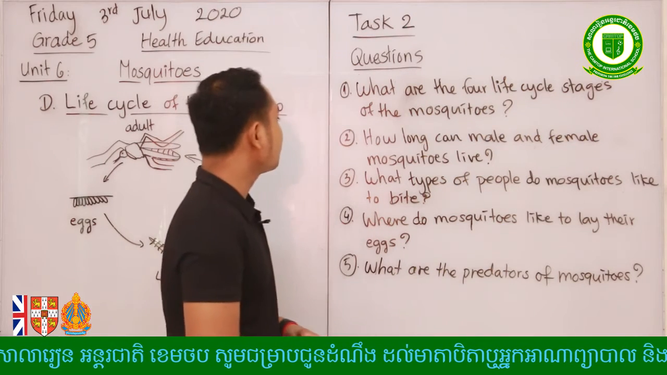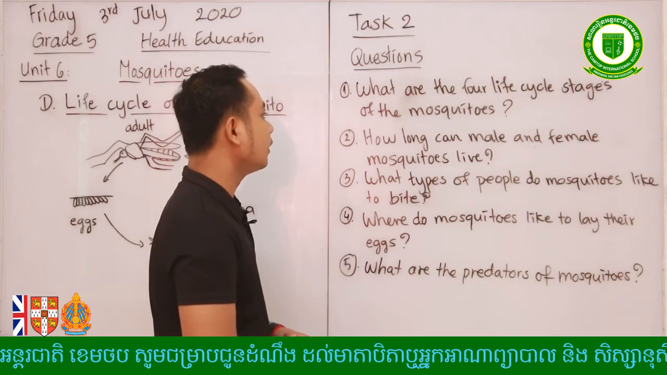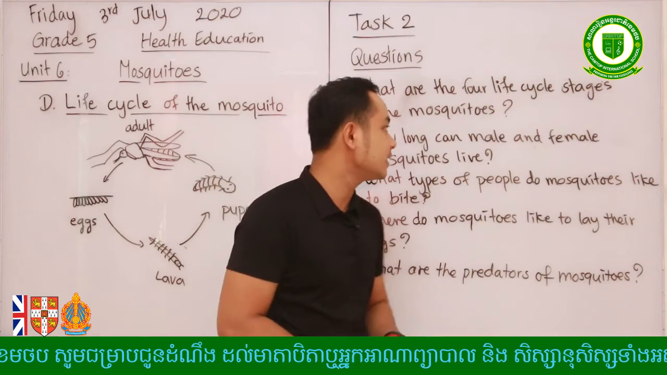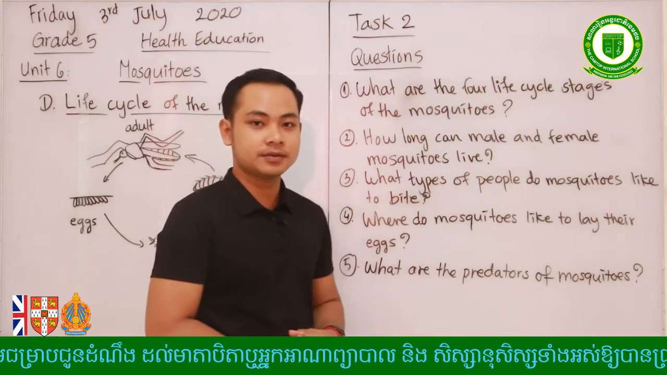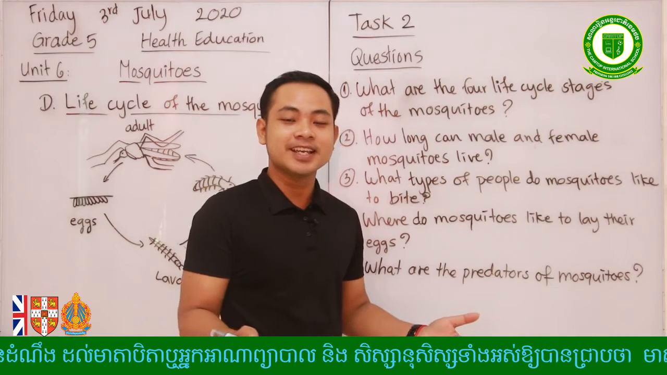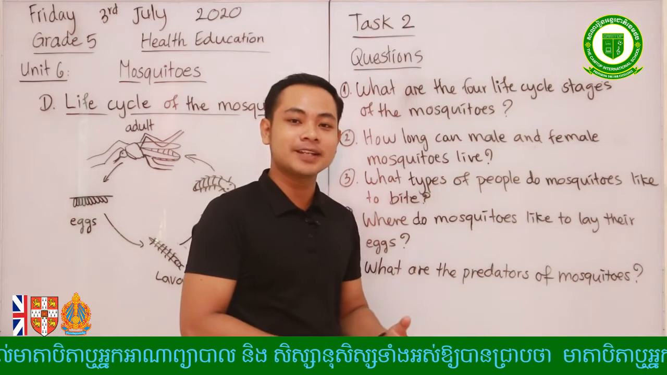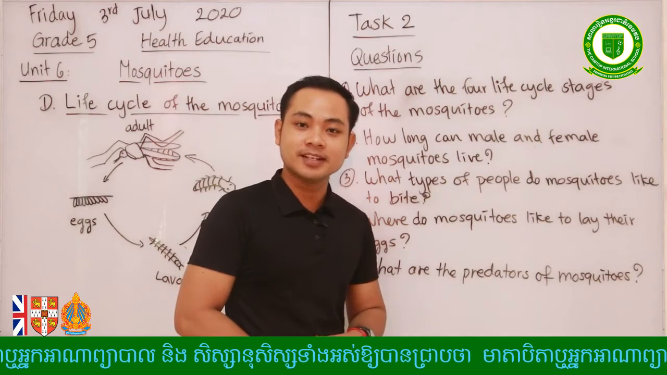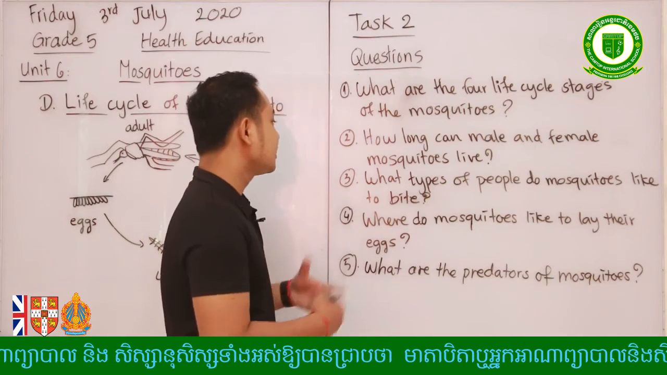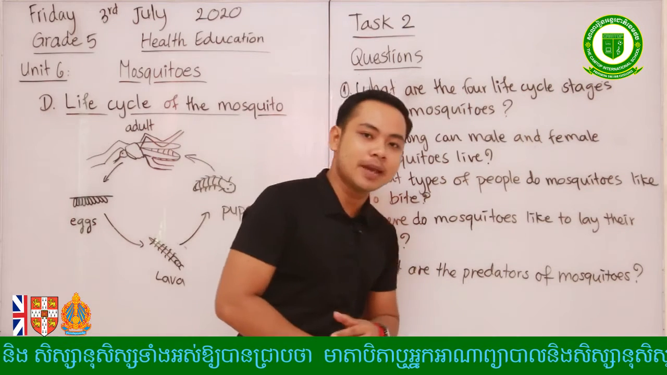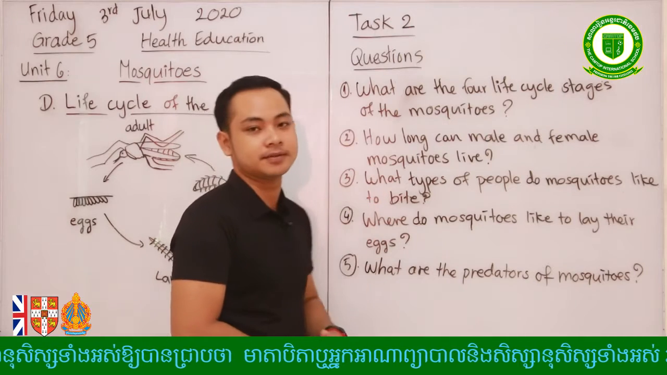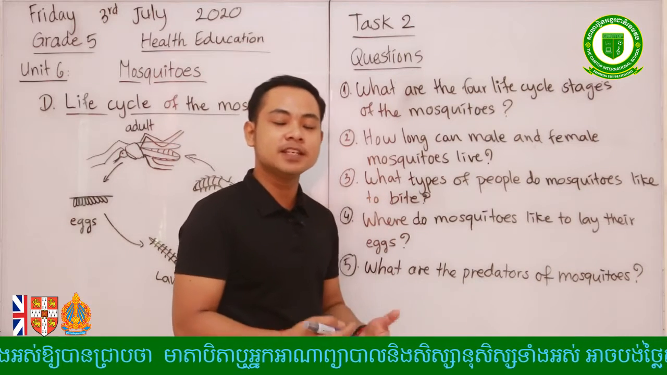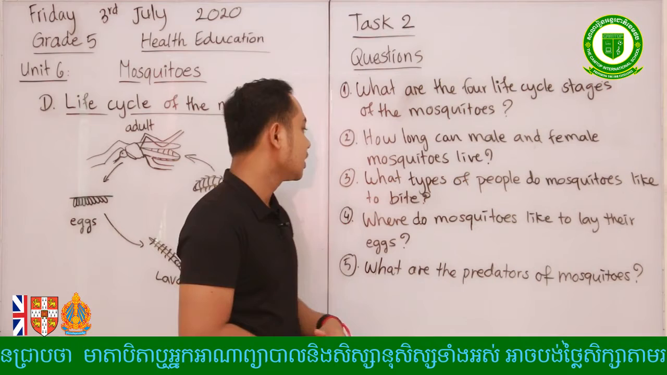The first question: what are the 4 life cycle stages of the mosquitoes? You have already learned and read this, and you can find the answer in your passage reading, right? The second question is: how long can male and female mosquitoes live?